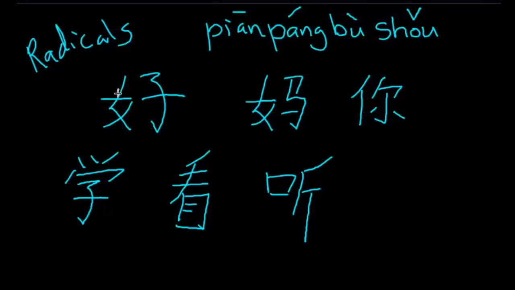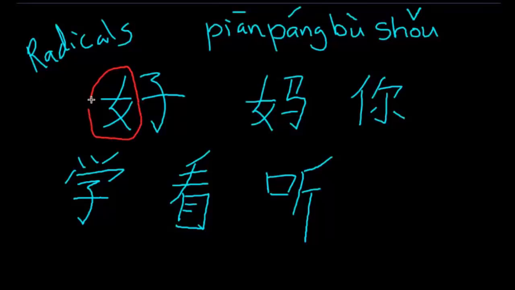Okay, so 好 means good. 妈 is mother. 你 is you. 学 is to study. 看 is to see. And 听 is to hear or to listen. So let's break these down and take a look at each of the parts.